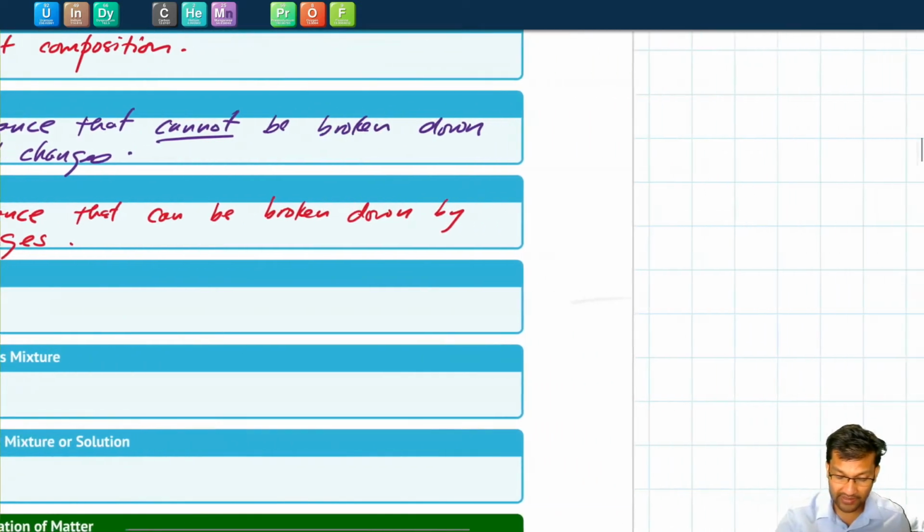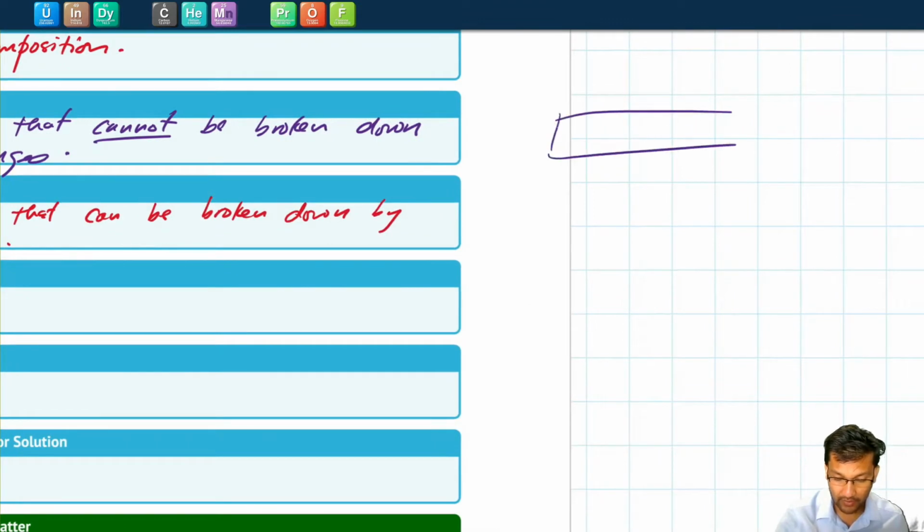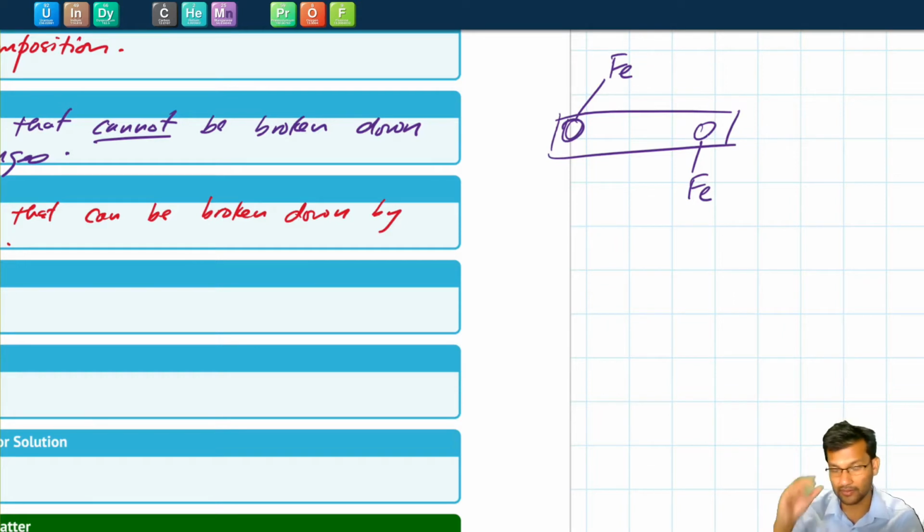But for example, let's say you have a piece of metal made up of iron. It's a pure substance because no matter where you look at in this iron, you'll find iron atoms. However, you cannot break the iron atoms down into any simpler form using chemical processes or chemical changes. And so iron metal is an example of an element.